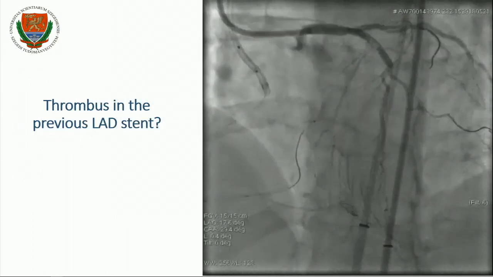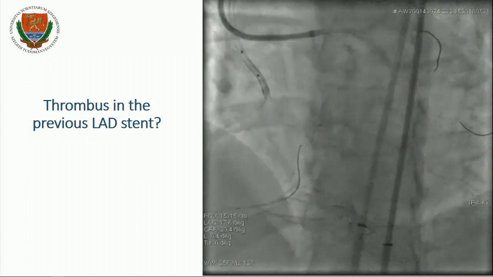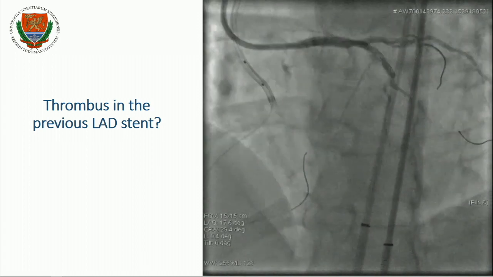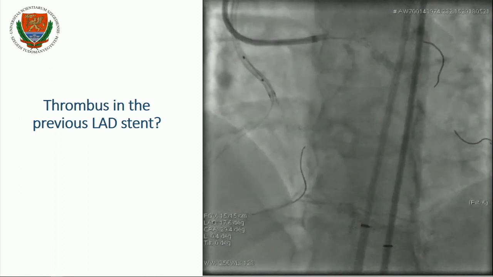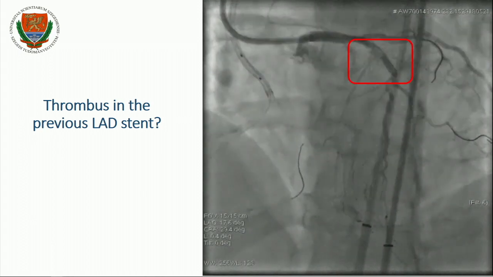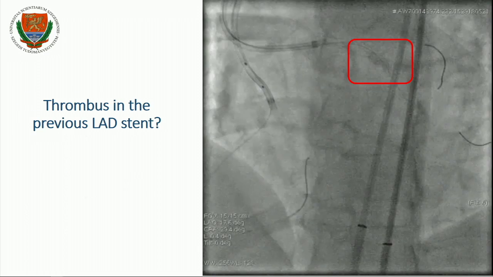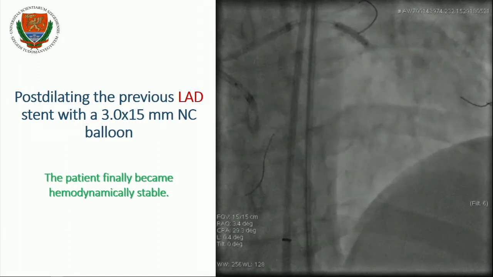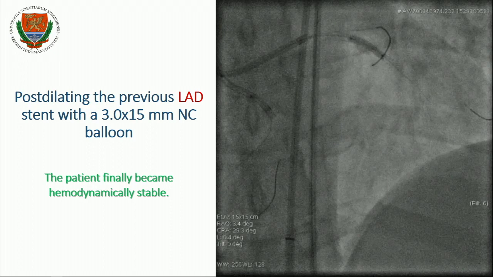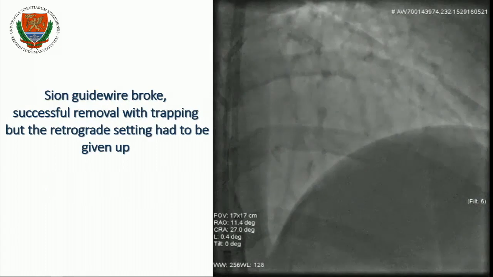So then on the next angio, from a different angle, we saw that there is a thrombus in the previously deployed LAD stent. So we did thrombus aspiration again. We can see the thrombus over there. And we decided to post-dilate the previous stent with a 3.0 by 15 millimeter non-compliant balloon. At this point, the patient finally became hemodynamically stable, and the chest pain resolved.